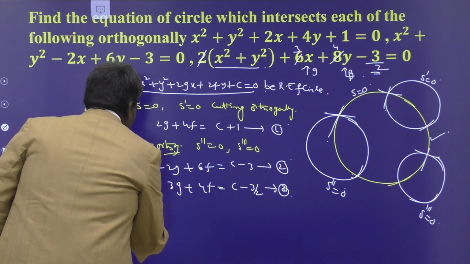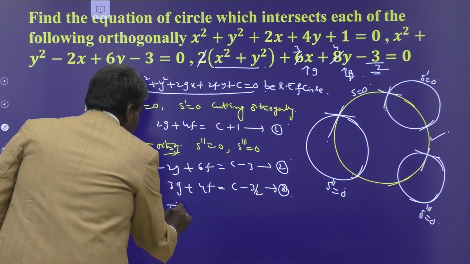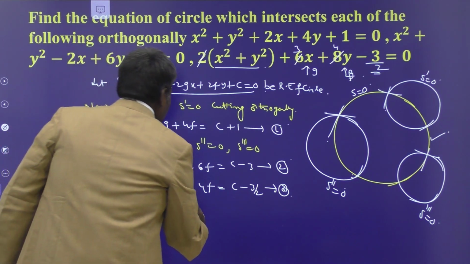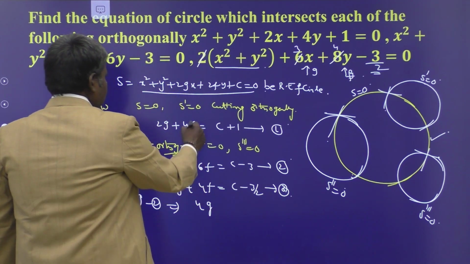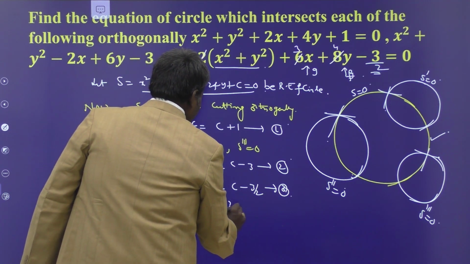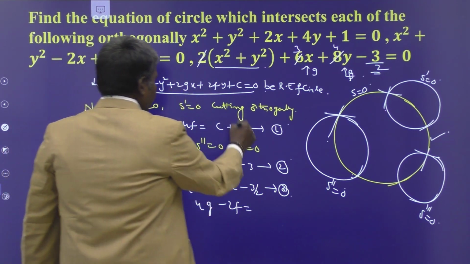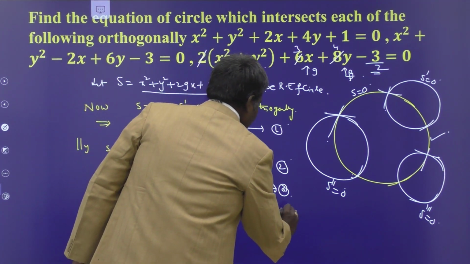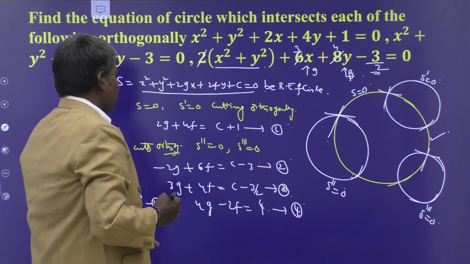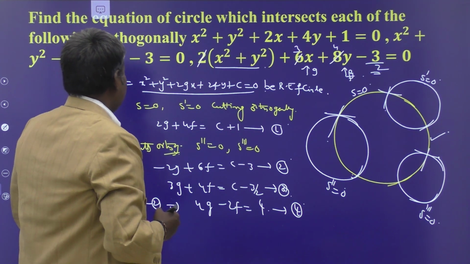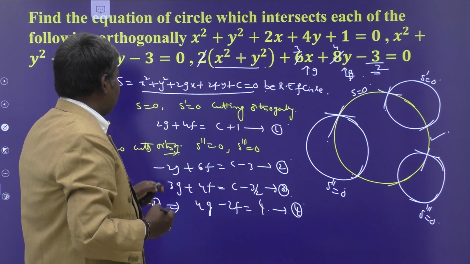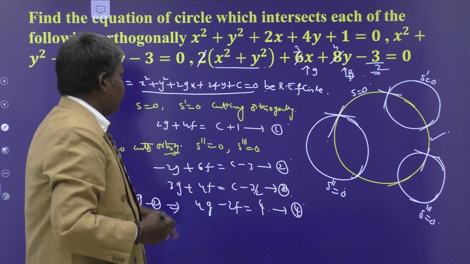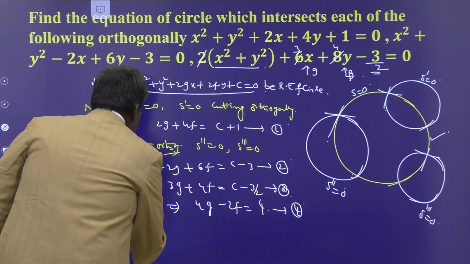So 1 minus 2, what happened? 2g minus of minus 2g plus 4g, 4g, next minus 2f is equal to 4. 4g minus 2f is equal to 4. This is the equation number 4. You can subtract 2 from 3 itself, but I am choosing 1 minus 3 because here is 4f, here also 4f. C and C both will be cancelled by taking 1 minus 3 itself.